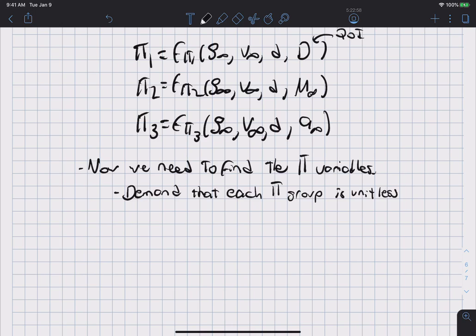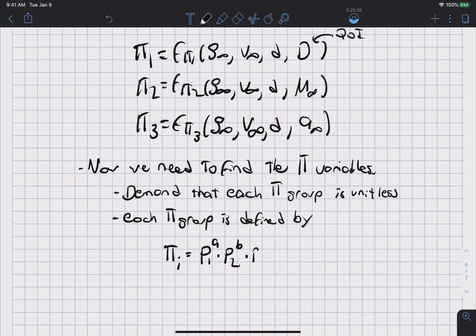Okay, and then each pi group is defined by pi of, I'll just call it i, equals the P1 to the A times P2 to the B times P3 to the C times P n minus k to the, I don't know, some other variable. I'll just call that Q for the time being. Okay, and so these here are the repeating variables.